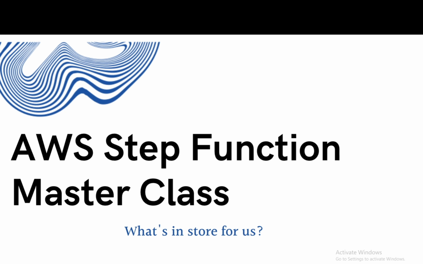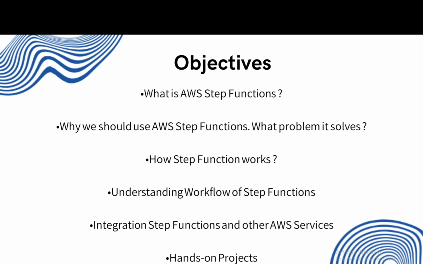So let's start. The objective in this masterclass: first we will see what AWS Step Functions is, why we are using AWS Step Functions, and what problem it resolves. Once what and why are answered, the how becomes very easy. So first we will see what step functions are and why we should use them, why industry experts and industrial projects are using AWS Step Functions, and how to use them. We will see those step by step.